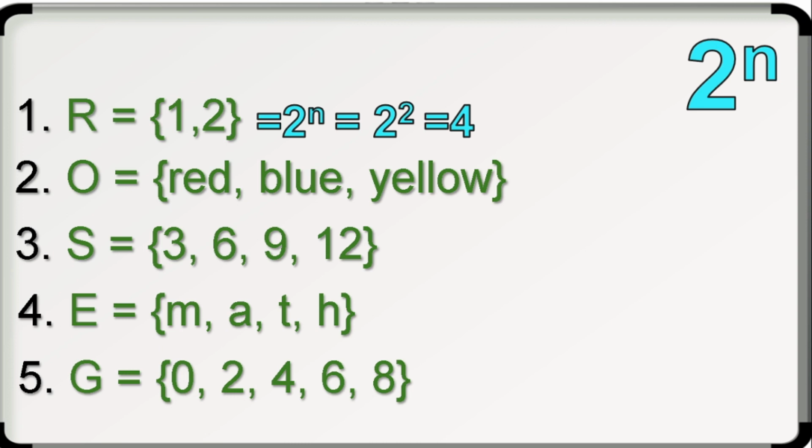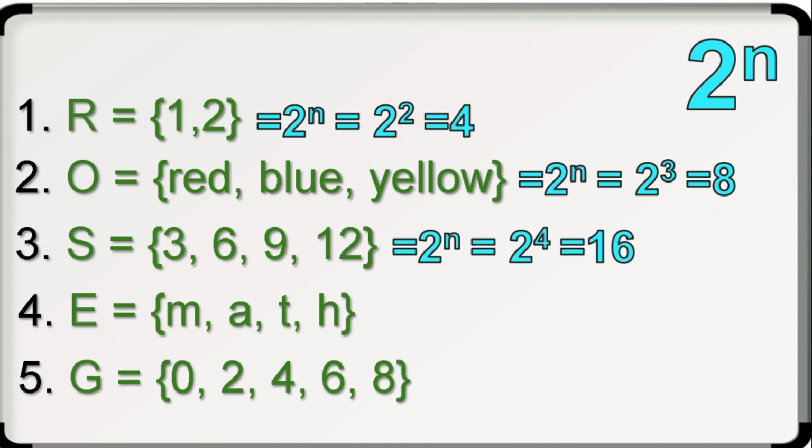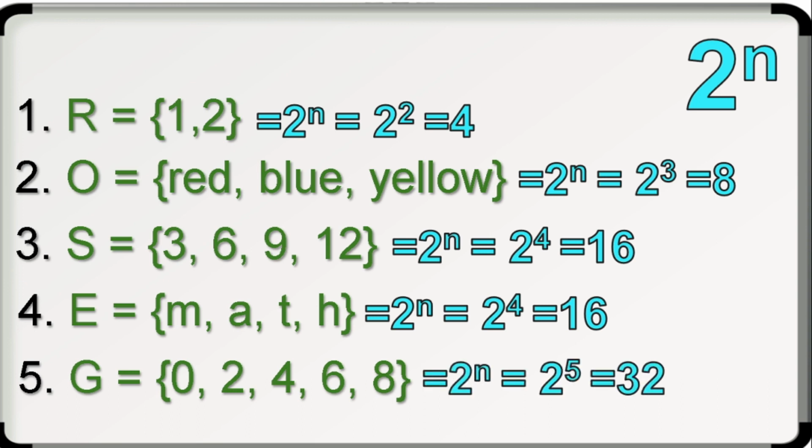Number 2, set O has 3 elements. Using the formula, that would be 2 raised to 3, which is equal to 8. Number 3, set S has 4 elements. Using the formula, that would be 2 raised to 4, which is equal to 16. And number 4, set E has 4 elements also, so that would be 2 raised to 4 equals 16. And lastly, set G has 5 elements, so that would be 2 raised to 5, which is equal to 32.